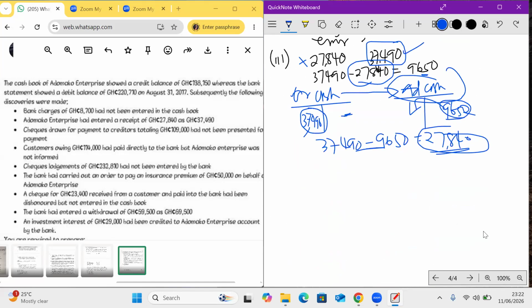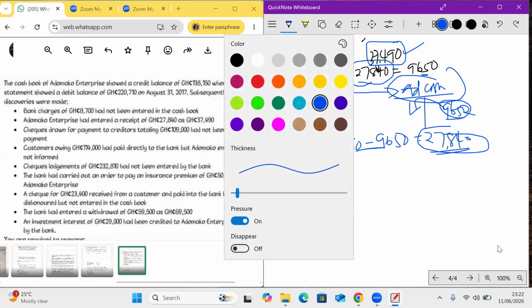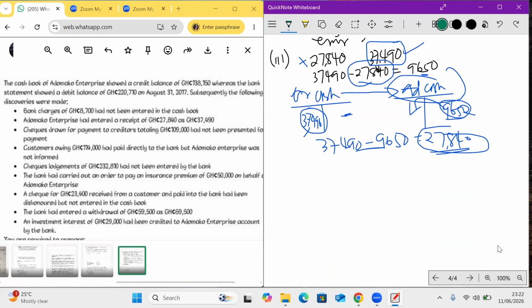Hold on. Let me use another method. Let's say this is the original cash book. The amount was 37,490. But the figure should not be 37,490. It should be 27,840. This should be the original figure. So they realize that they've overstated this. It's an error. So how do we correct it? Just put the difference. 37,490 minus 27,840 gives us 9,650 on the credit side.